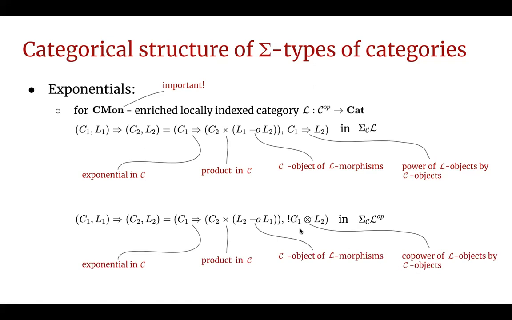right? So how you can think about that co-power is it's a sort of C1-fold co-product of the commutative monoid L2 with itself. And I'll show you in a moment how you can implement that in a functional language, even if the language doesn't have support for linear types.